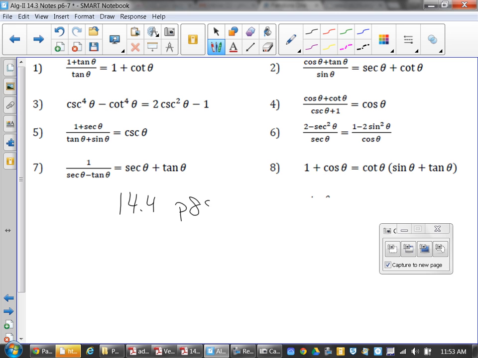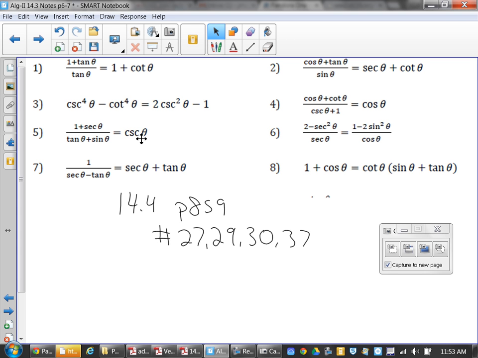Also, what I want you to do is, back again in section 14.4, page 859, numbers 27, 29, 30, and 37. Those are 4 quick questions that deal with Pythagorean identity, or factoring, if you will, with the trig identities, okay? It's 859, so it's 14.4. I don't think it'll fit on the bottom half of that page.